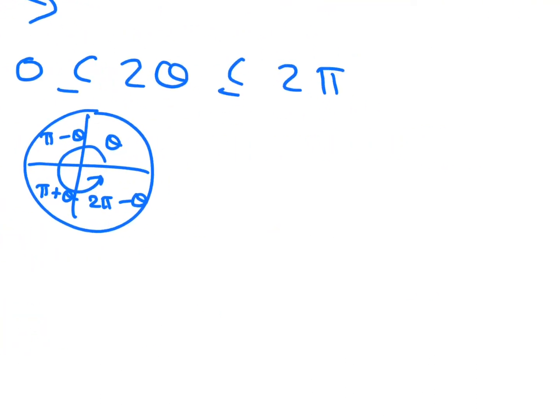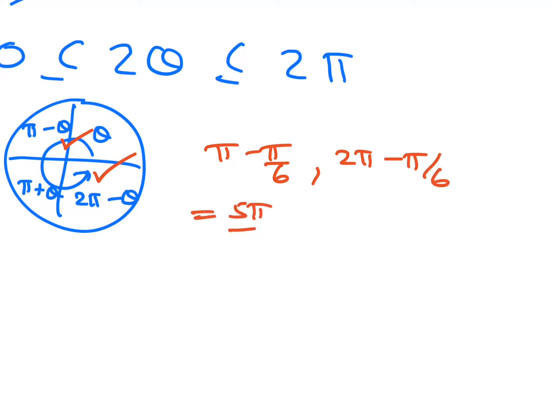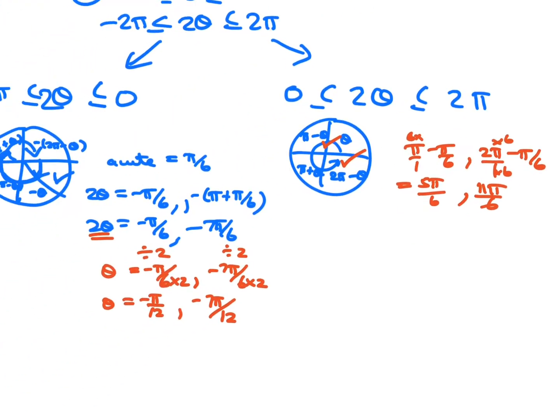Okay, this one here. Alright, so we're in that quadrant and that quadrant. So it's pi minus pi on 6, 2 pi minus pi on 6. So that's going to be 5 pi on 6, because that's times 6. 6 minus 1 is 5 times 6. So that'll be 12 minus 1 is 11. So it's 11 pi on 6 and 5 pi on 6.